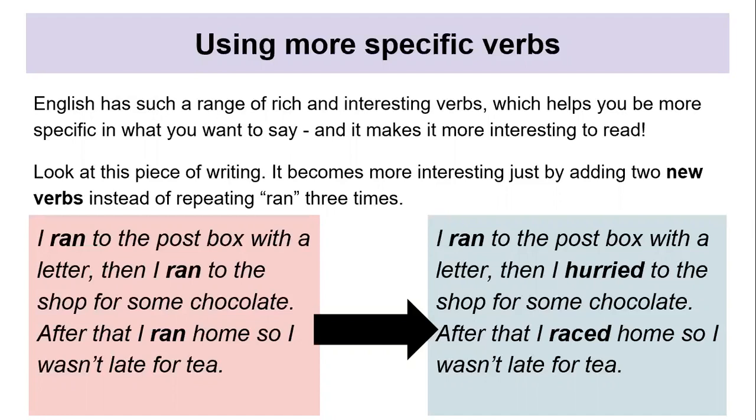If you look at the example in the blue box, we've improved those verbs to add much more detail and help create a tone or feeling with this text. I ran to the post box with a letter, then I hurried to the shop for some chocolate. After that, I raced home so I wasn't late for tea. So by improving your verbs, you're helping to give your reader much more information and help create a feeling about perhaps excitement in this one. Or maybe they were nervous that they were going to be late for tea.